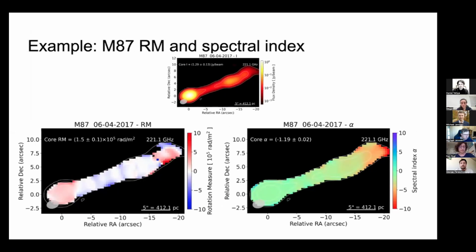Finally, there is here the plot of the rotation measure on the bottom left. The rotation measure is the change of the polarization angle over wavelength squared. And on the right, you see the spectral index. Note that both of these are calculated across the four spectral windows of ALMA. So this is where I hand over to George to tell us about obtaining GMVA data.